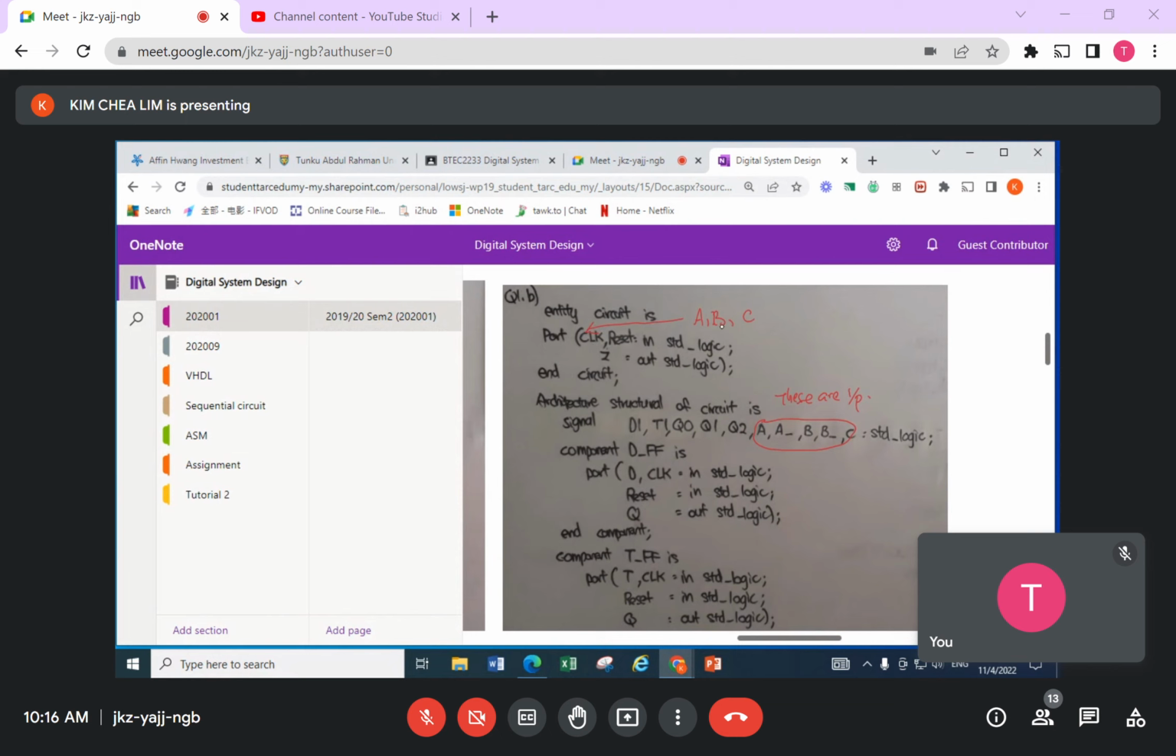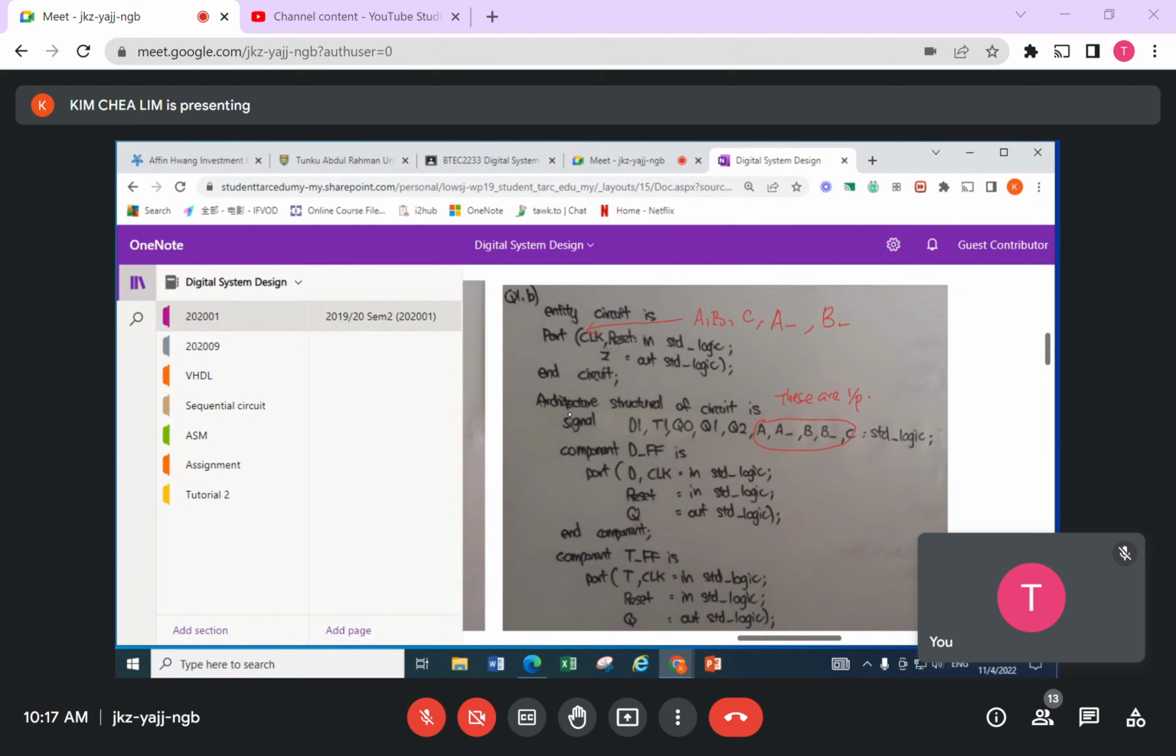Remember the A, B, and C. Still got A bar. If you want to call this one here A bar, no problem, and another one is B bar. You can write it this way. It's all right. But add it in as your input, it is not a wire. So with this, we have our input, we have our output. My output here is labeled as Z.